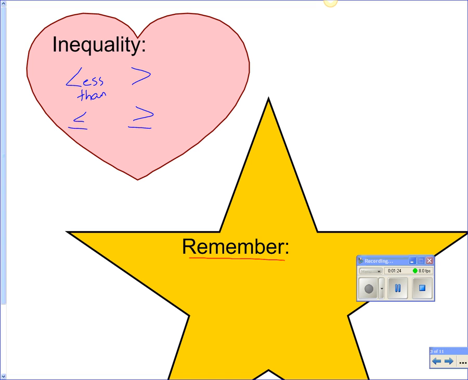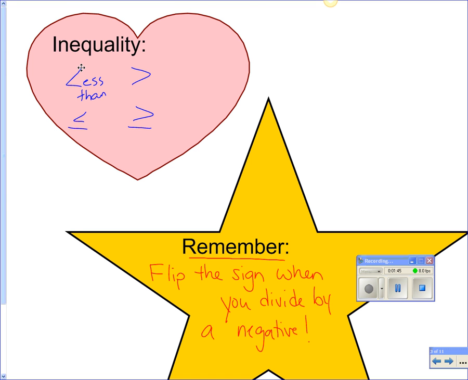All right, what you need to remember is you flip the sign when you divide by a negative. So please write that down. Flip the sign when you divide by a negative. You also flip the sign when you multiply by a negative, but we don't ever have any problems with that, so I'm not going to make you write it down, but it is true.